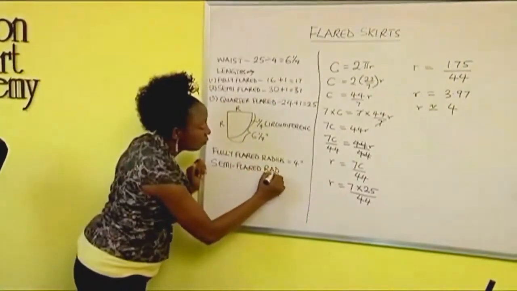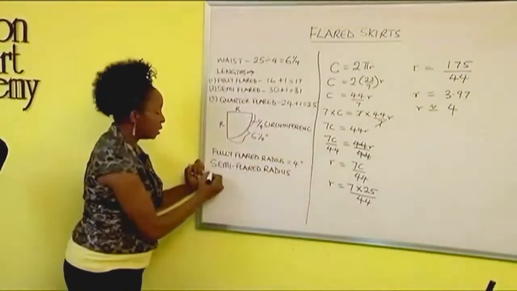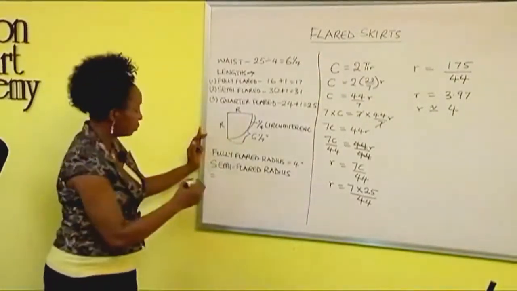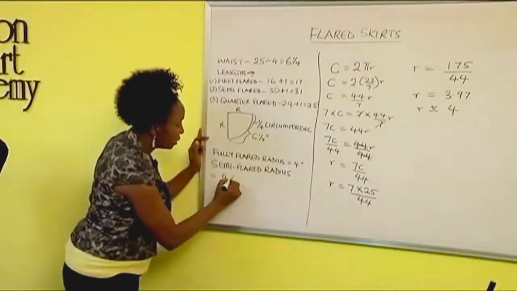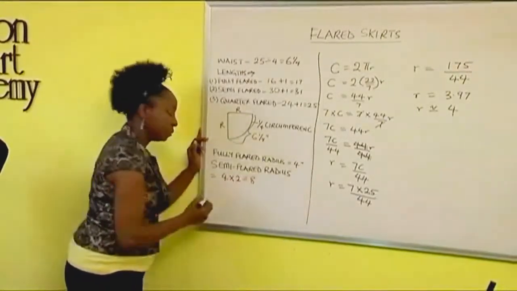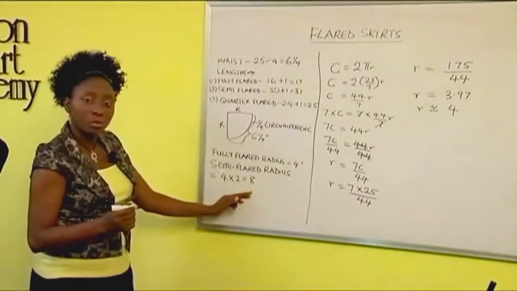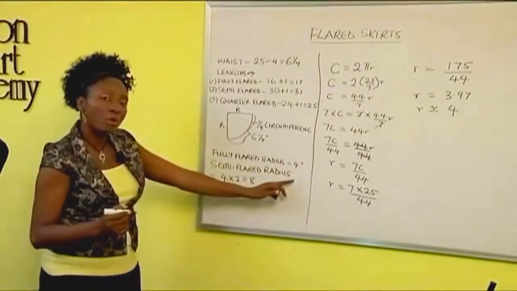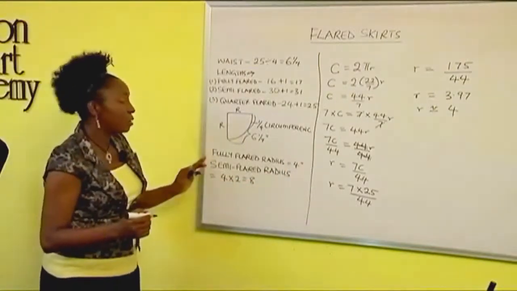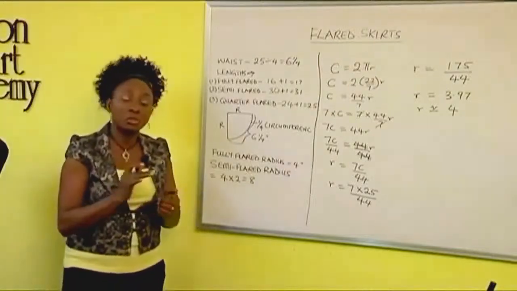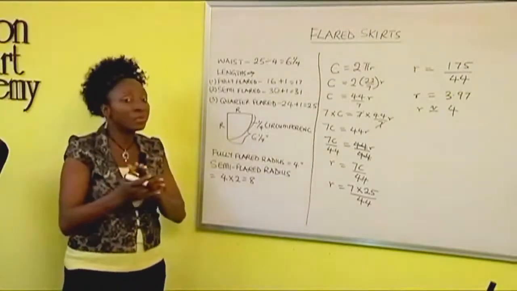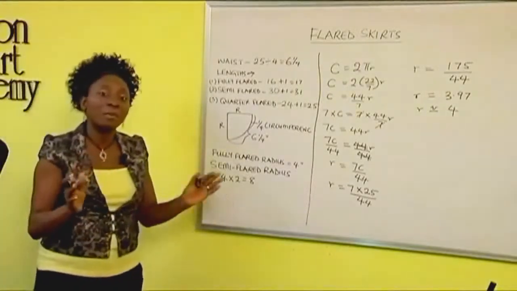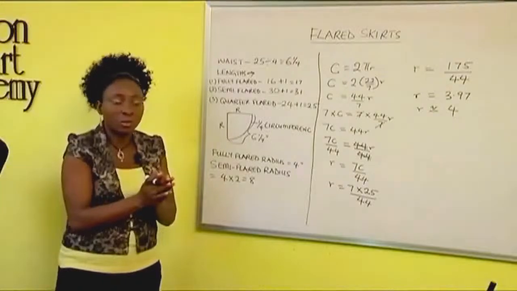what I would do is take this 4 inches I have here and all I do is multiply it by 2. That's 4 times 2 will give me 8. That's what I'm going to use. I'm going to use 8 inches for my semi-flared radius. I'm not going to use 4 inches. Now, for my fully flared radius, I'm going to take my fabric and fold it into 4, lengthwise and widthwise. But for my semi-flared skirt, all I have to do is just fold my fabric into 2, just widthwise, that's all.